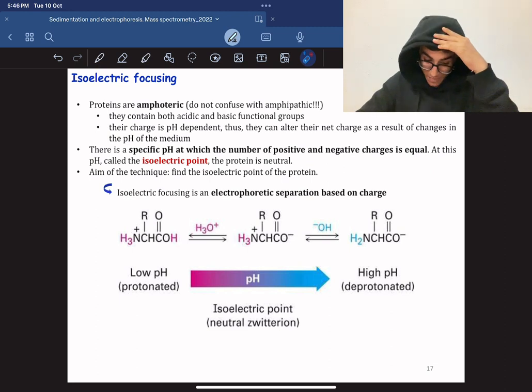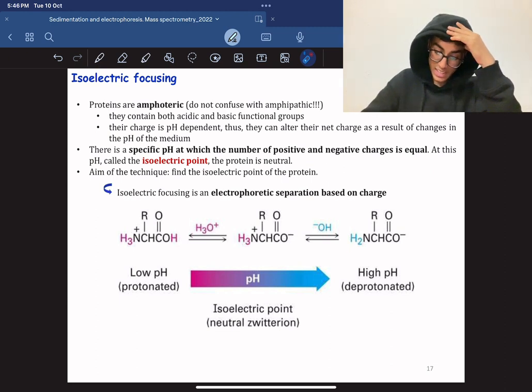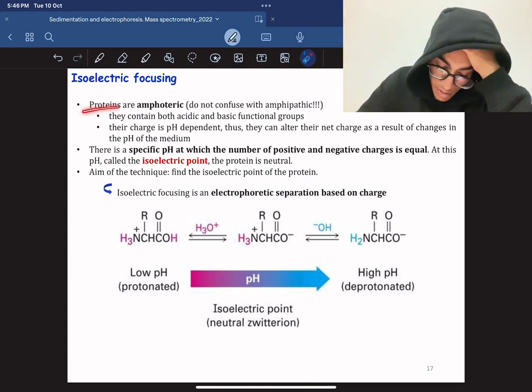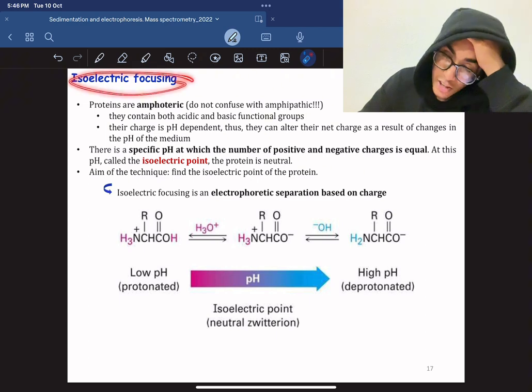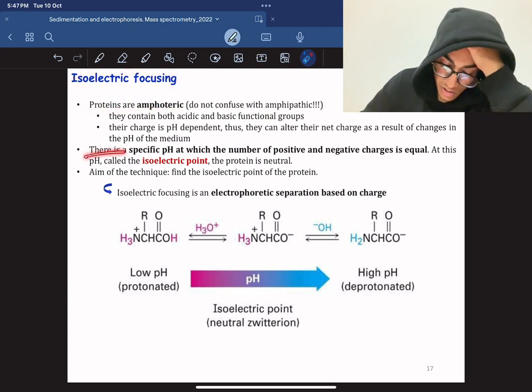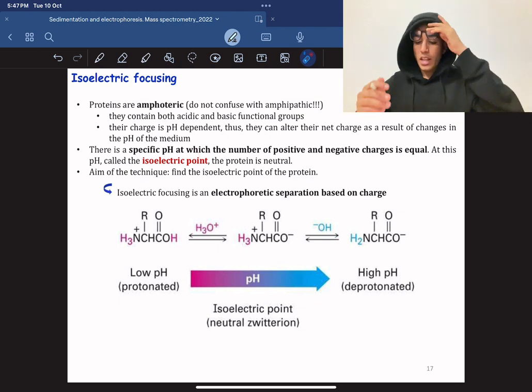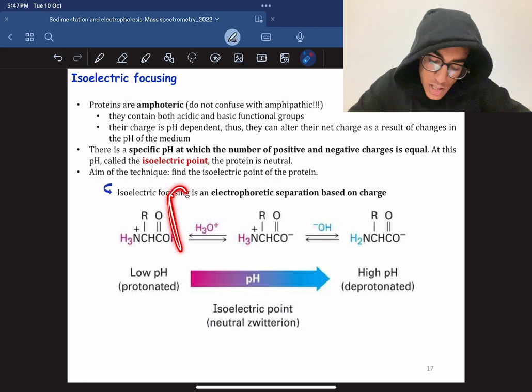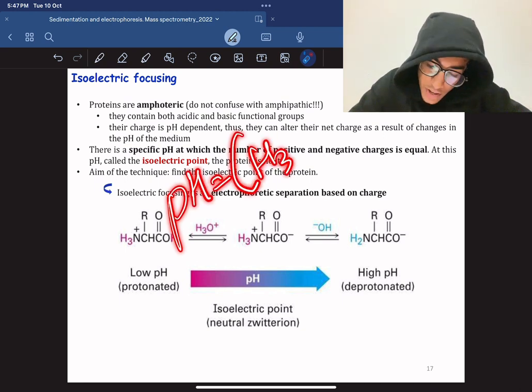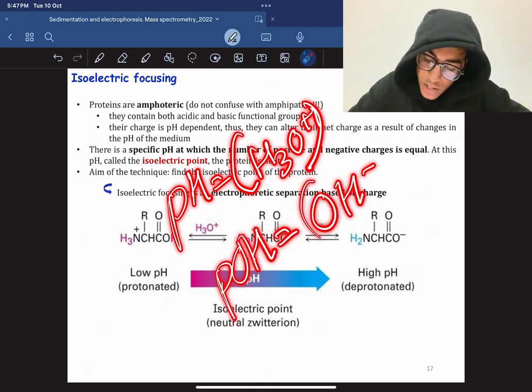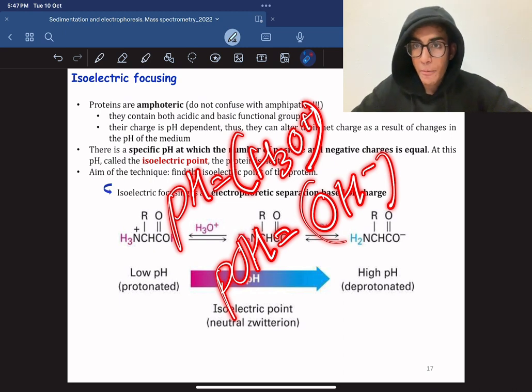In the same way, let's read this first. Proteins are amphoteric, they both contain acidic and basic functional groups, and their charge is pH dependent. For the essay, you might need to know this. So just learn the specific pH at which the number of positive and negative charges are equal. Obviously, there's going to be a different pH for every different type of molecule. pH is, again, the concentration of H3O plus molecules, and pOH is the concentration of OH molecules. That's not the correct formula, but that basically is the idea.